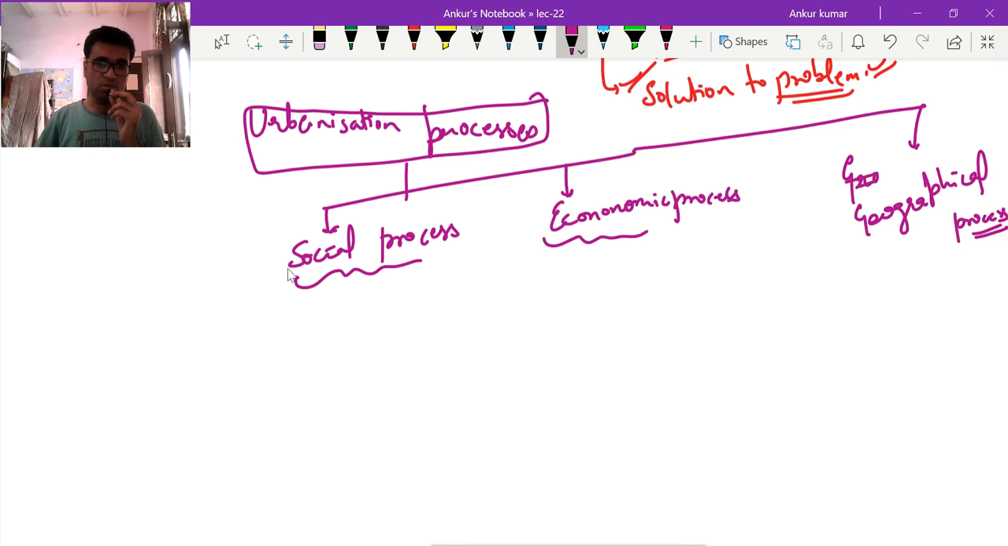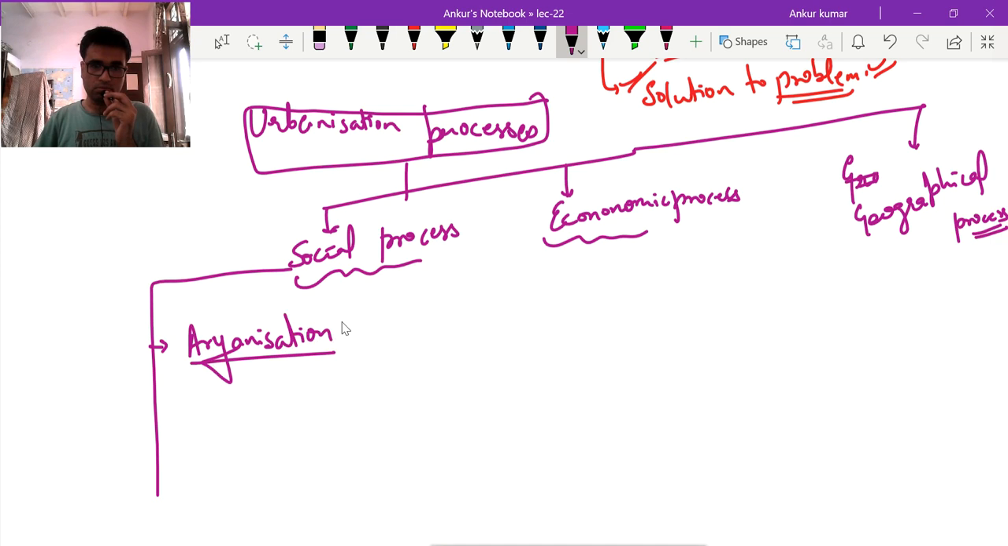Now when you come to the social process, you can further divide it into three sections. The first is the Aryanization. The second is the Persianization. And the third one is the Westernization, or Western phase.